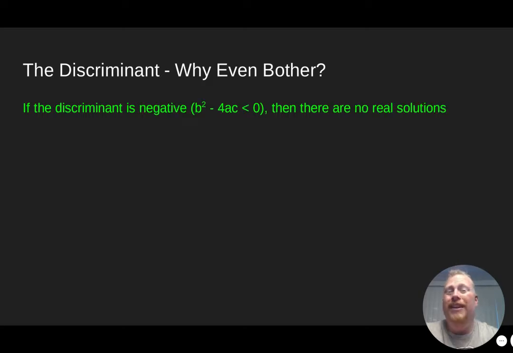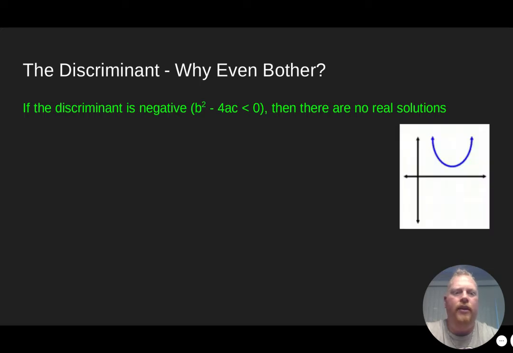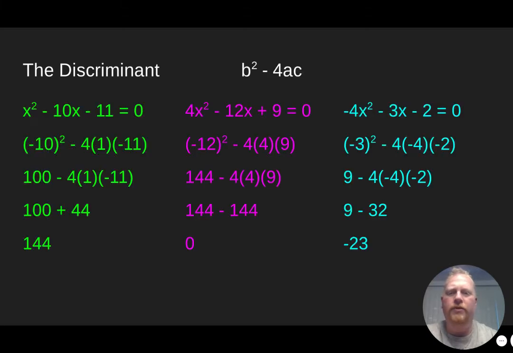However, if your discriminant is negative, that means you're going to have no real solutions. You might see it expressed as b squared minus 4ac is less than 0. That just means that the discriminant's negative. And a visual representation of that is where the parabola comes down and doesn't even touch the x-axis. Okay, so let's go back to those three problems.